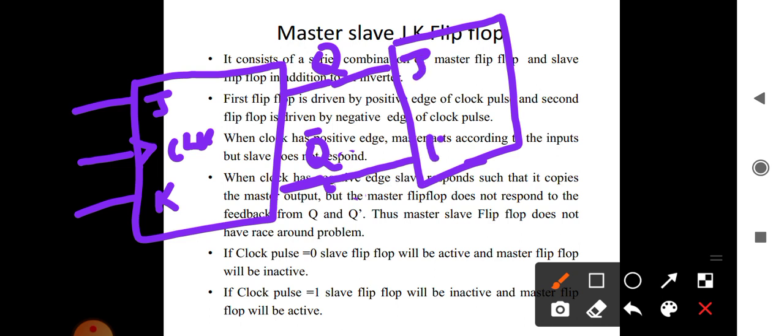This is the series combination of JK flip flops, and here we get the first outputs Q1 and Q1 complement, and here we get Q and Q complement. So what happens here is that, for a plain JK flip flop, we take the output from here. Let me just show you now.